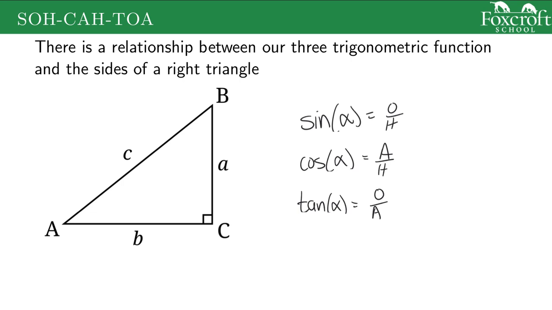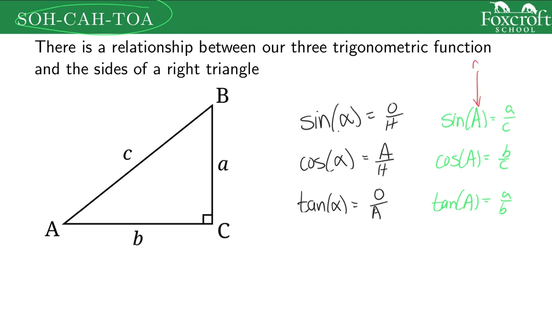So for this specific triangle, if I use the angle A, sine would be A over C. Cosine would be B over C. Tangent would be A over B. If you can say SOHCAHTOA, you can do these equations. Just remember, for SOHCAHTOA, the angle goes on the inside and the sides go on the other side.